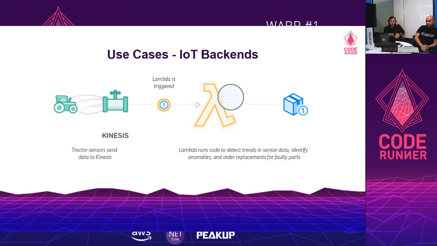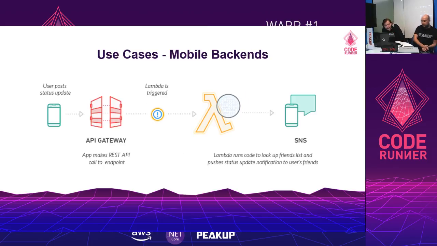Maybe something broke and you're not receiving any data from it. You can maybe order a replacement for that. It's a basic use of anomaly detection. And for our mobile backends, as we said before, there's an API Gateway event source for it. You can trigger your Lambdas with it and push a notification and whatnot.